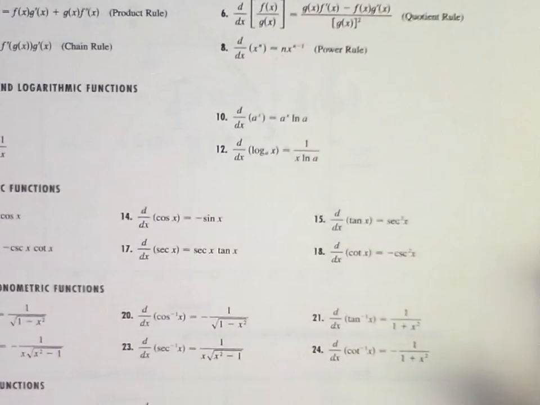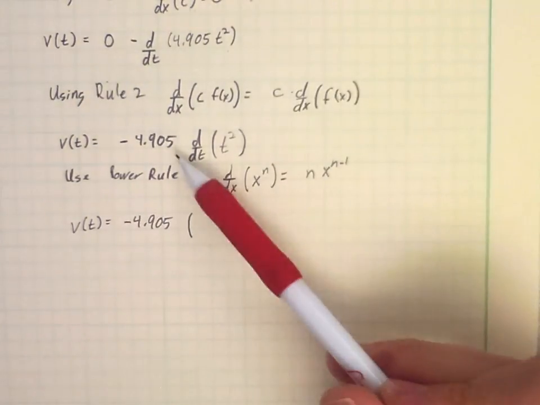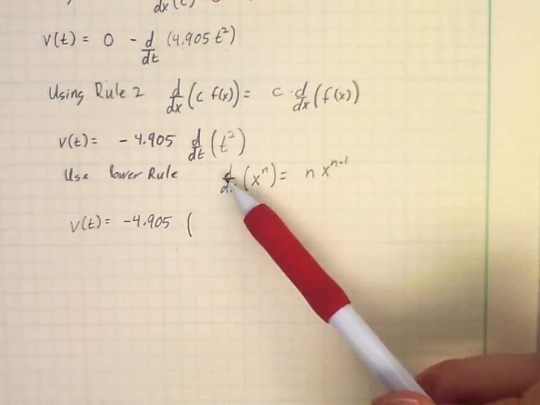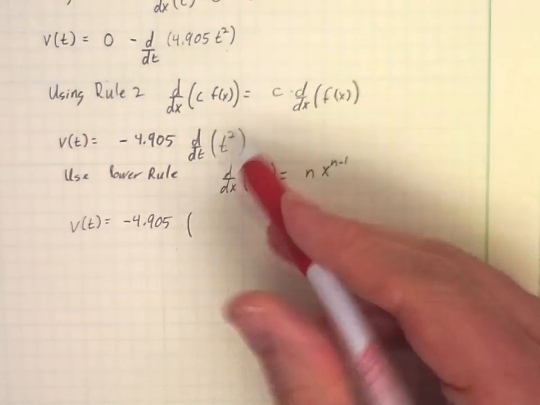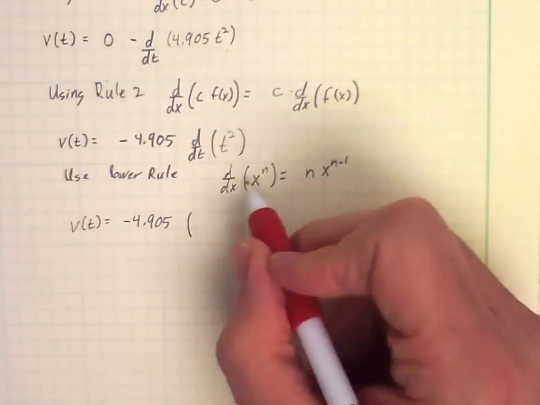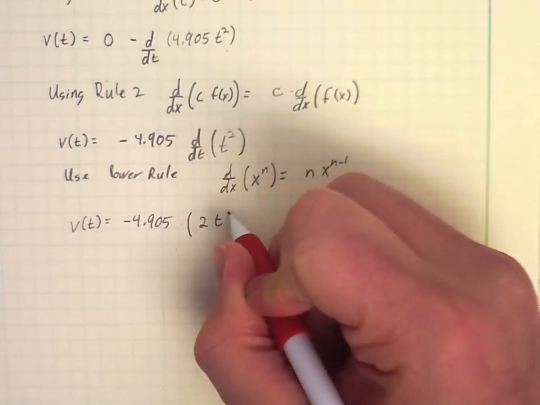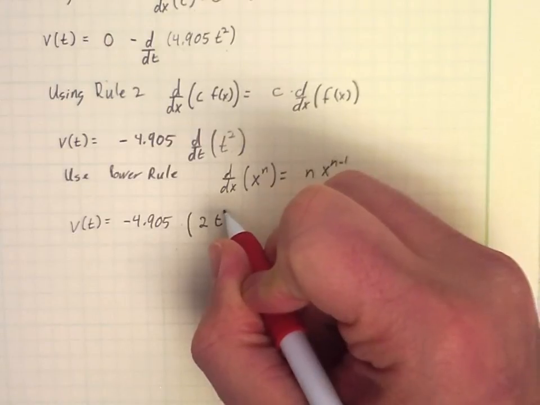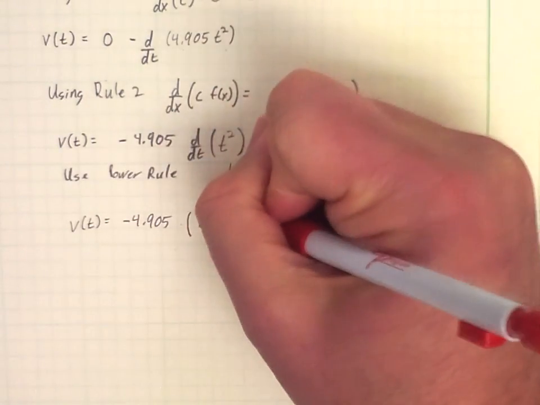So how does that work for our formula? For ours, I'll keep my constant out front. I'm going to apply the power rule. So for the derivative of t squared, I'm going to bring the 2 down front. I'm still going to have my variable, only now it's going to be to 1 less. So I'm just going to have t to the first power.